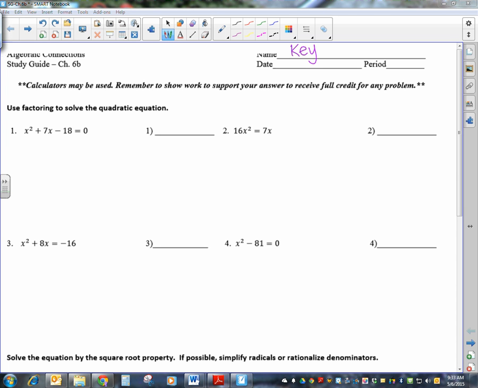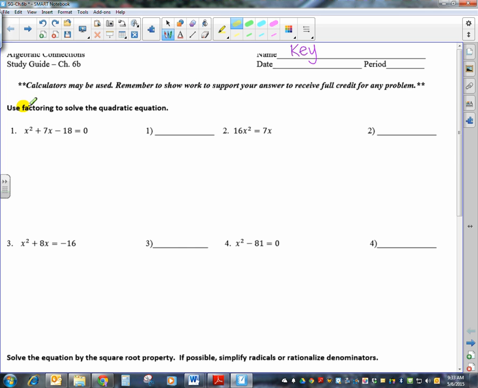Okay, today I'm going over the study guide for the second part of Chapter 6. I will let you know that the test will be exactly like this. Same number of questions, same order, same directions. So that is one thing you've got to pay attention to when you're going through. What do the directions say?